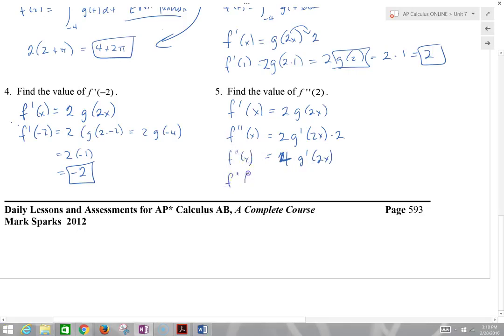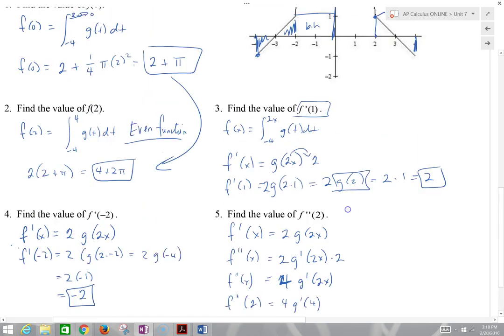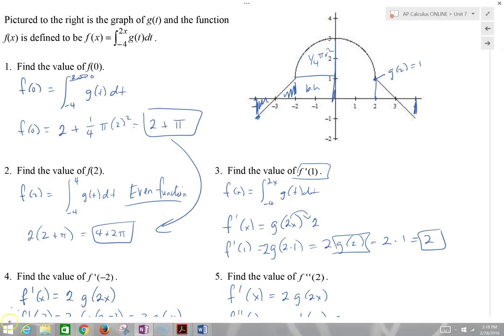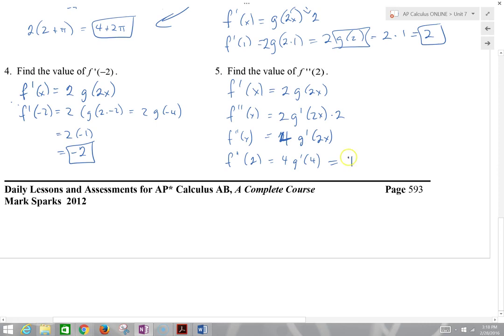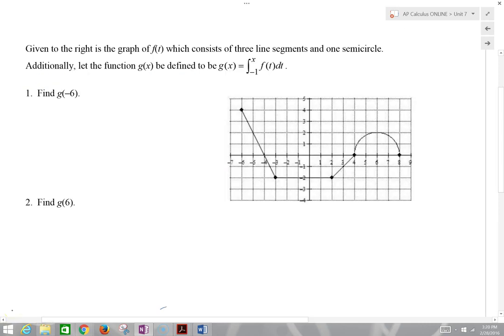So f double prime of 2 equals 4 g prime of 4. What is g prime of 4? Well, 4 is an endpoint right here, which means it's not differentiable. It has to be continuous at that point, and it is not. D, N, E.